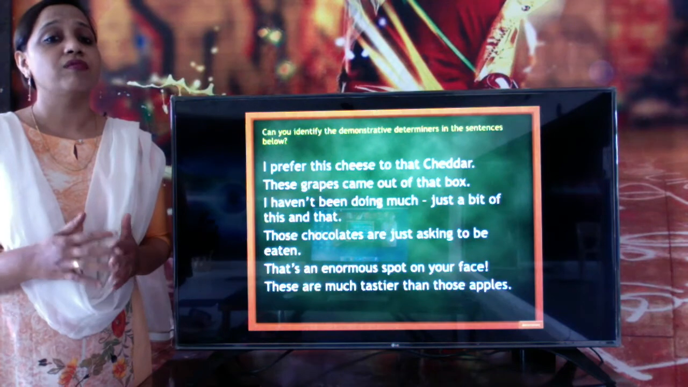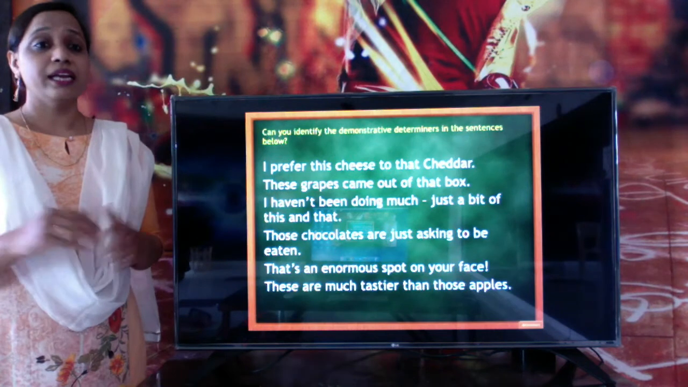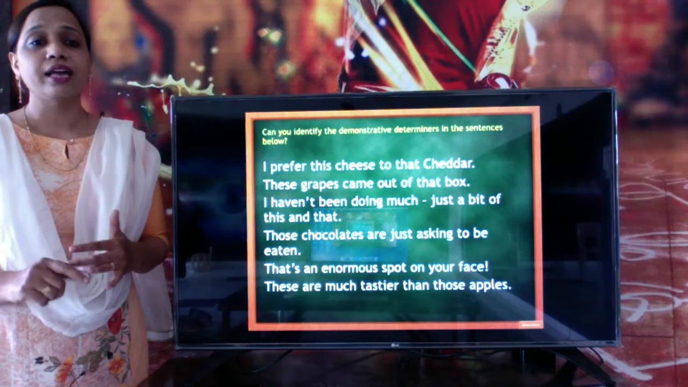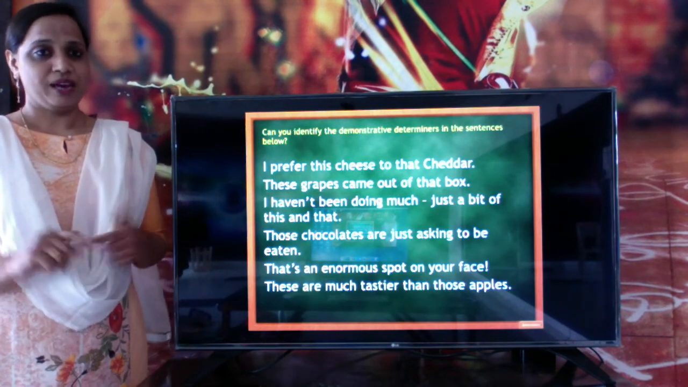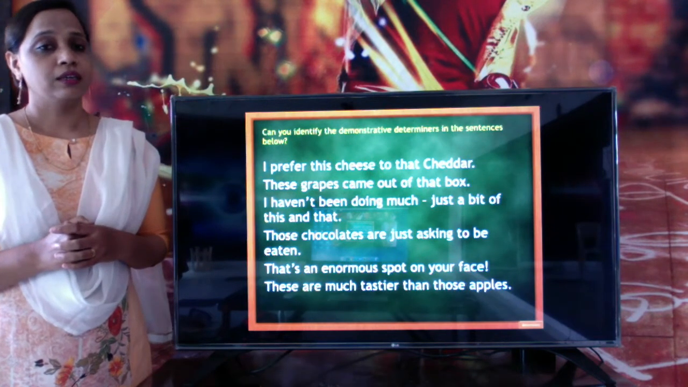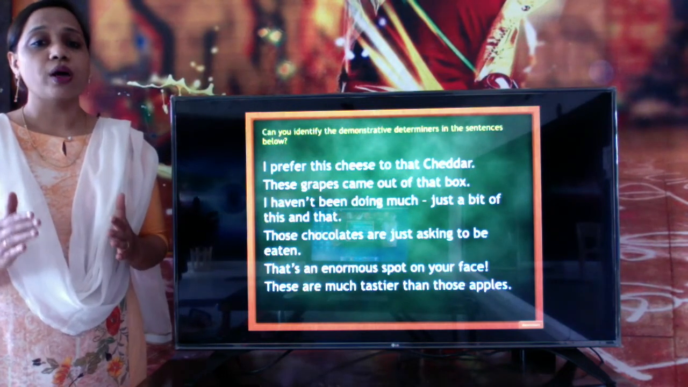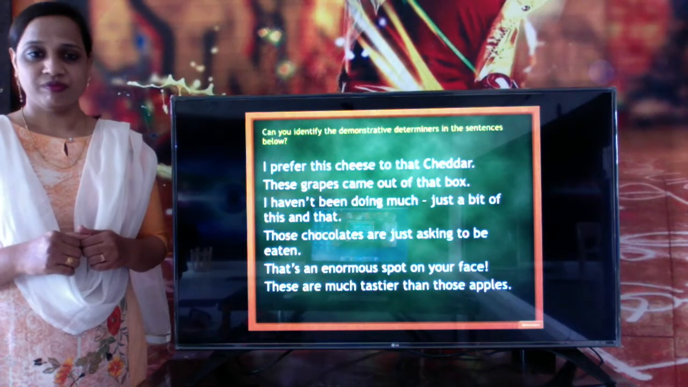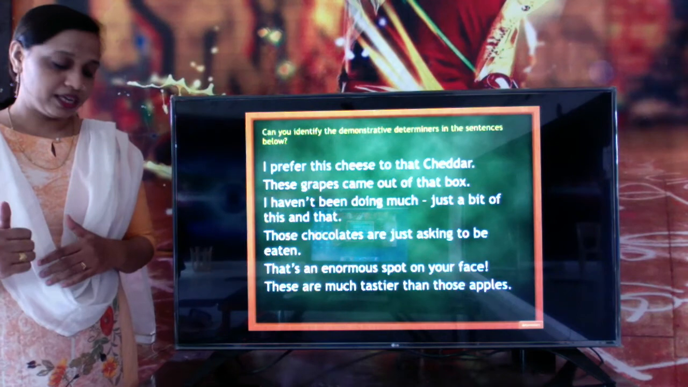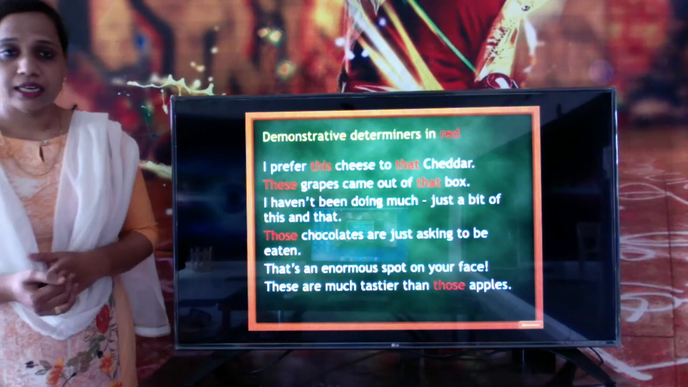Much, just a bit of this and that. Okay, so what is this? They are not determiners, this and that, because after them there is no noun. Am I clear? Next, those chocolates are just asking to be eaten. Those chocolates, determiners. That's an enormous spot on your face. No. These are much tastier than those apples. So what is this? Those apples. Clear? So you can see the answer here also.